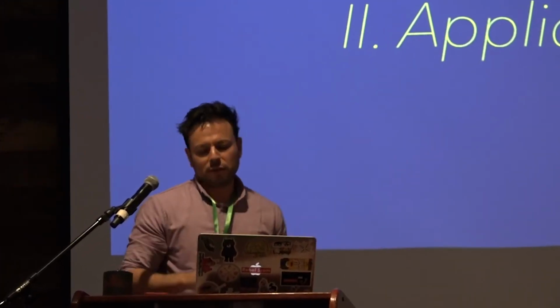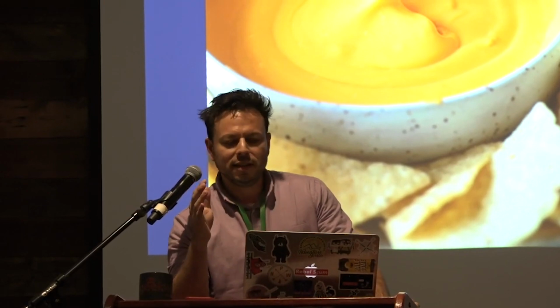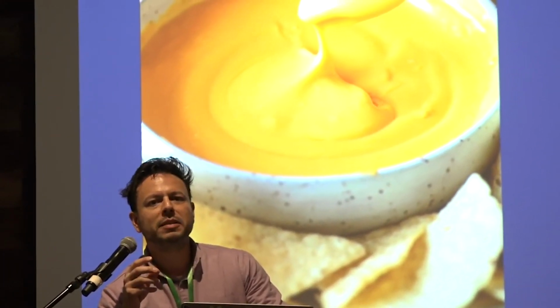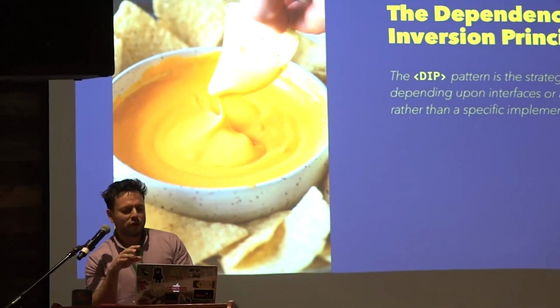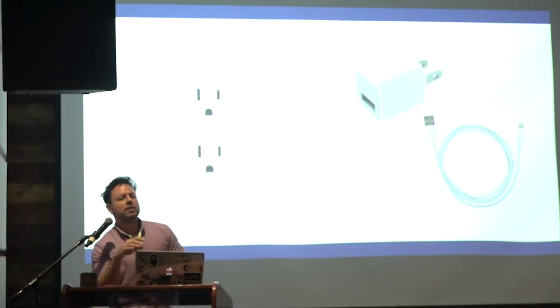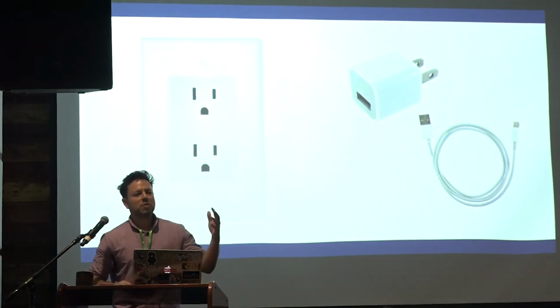So what we're going to do is look specifically at a pattern called the dependency inversion principle. The definition is a strategy of depending upon interfaces or abstractions rather than specific implementations. Okay, it's a lot of words. What does that mean? So let's talk about a real-life example. Here we have an electric socket.